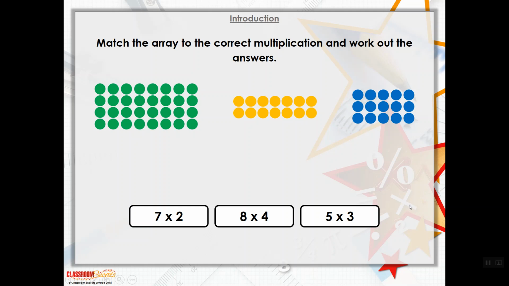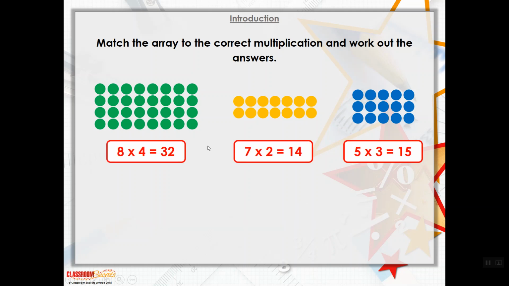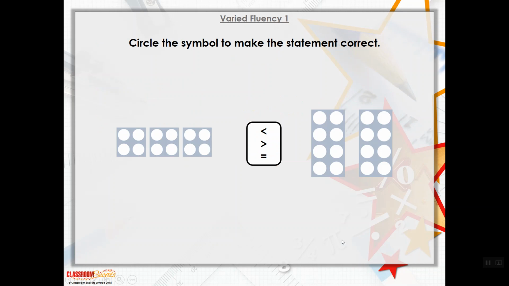Okay, let's see how you got on. So here I've got 8 4 times, which gives me 32 dots. I've got 7 2 times, which gives me 14 dots. And I've got 5 3 times, which gives me 15 dots. Okay, now think about these symbols. Remember, this one is smaller than, this one is greater than, and this one means equal to. Circle the symbol to make the statement correct.